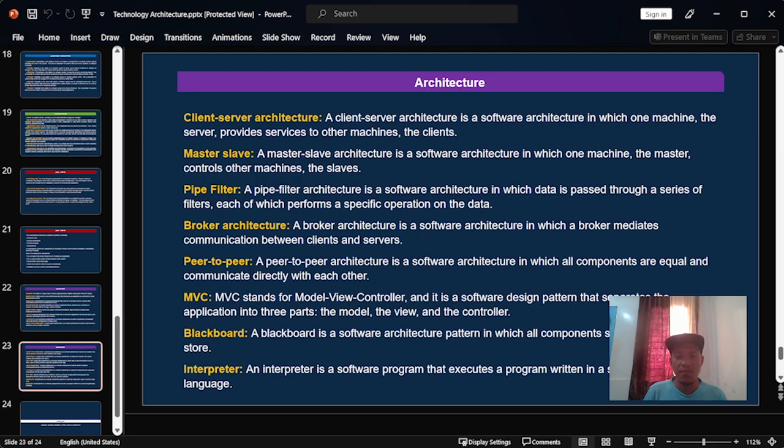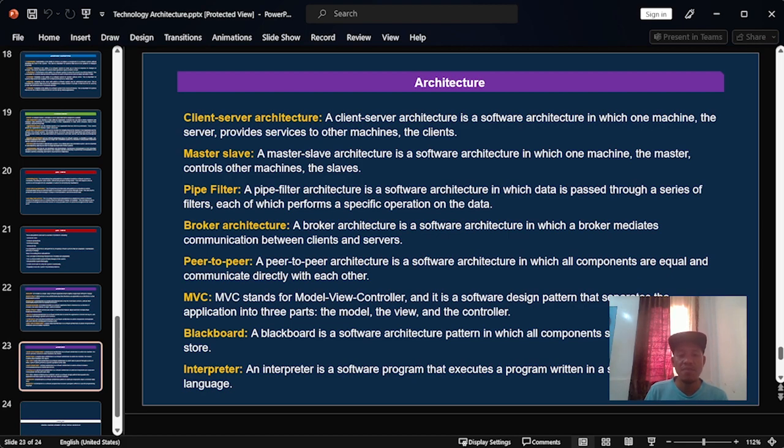So broker architecture. Broker architecture is software architecture in which a broker mediates the communication between client and server. So parang yan, parang bumibili tayo ng bahay. So kailangan may broker. Peer-to-peer architecture is software architecture in which components are equal and communicate directly with each other. So yun, parang it's a type of discussion. So you have the peer-to-peer architecture.